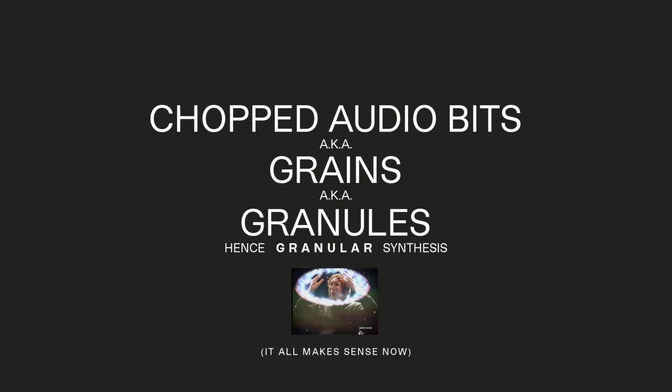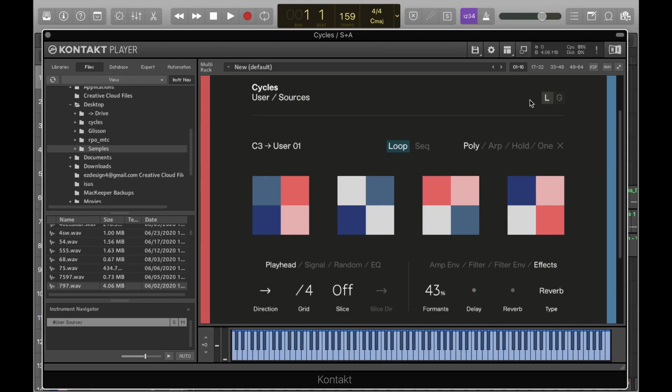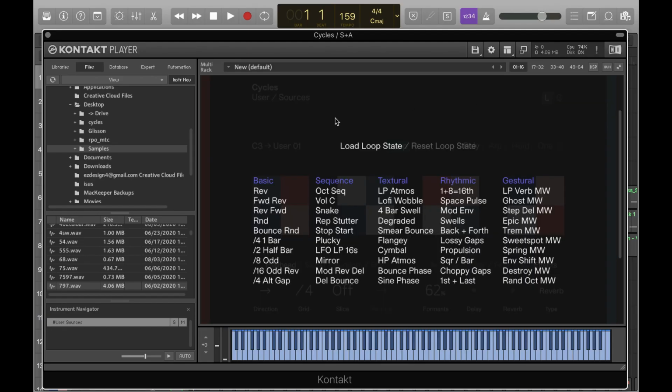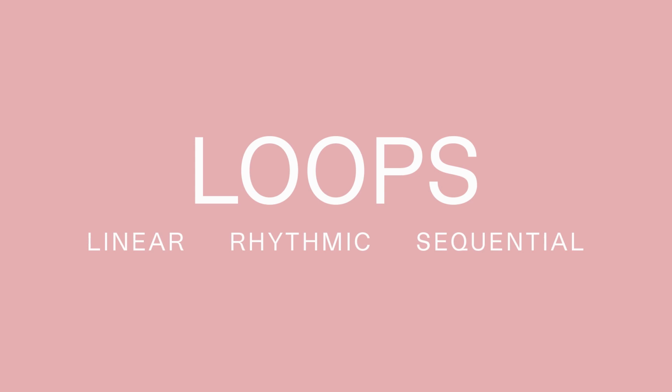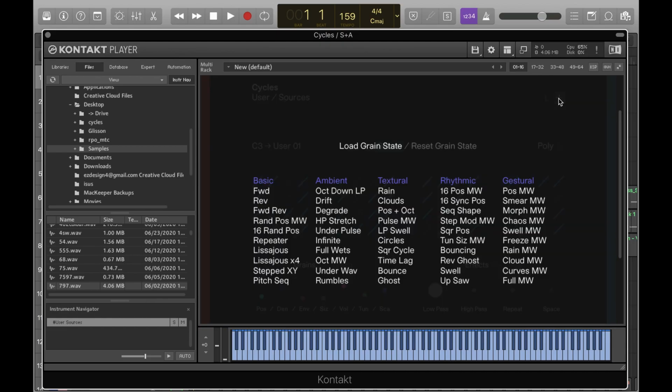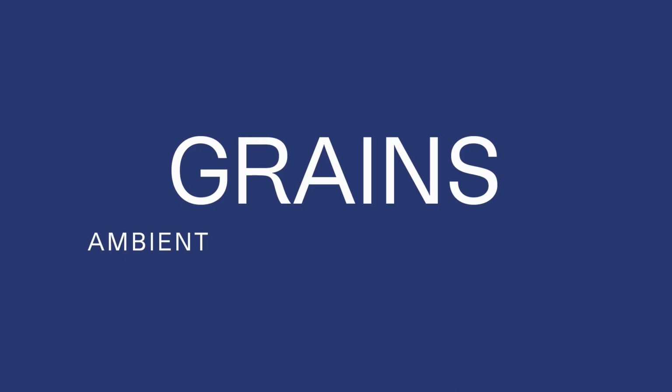Cycles lets you resynthesize all of these chopped audio bits using two main modes. The first being loops, which gives you 50 presets to start with. And the second mode being grains.